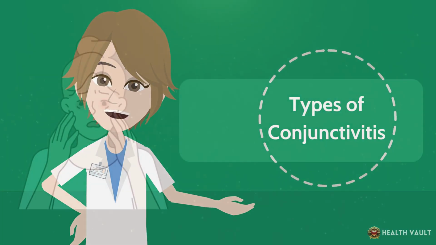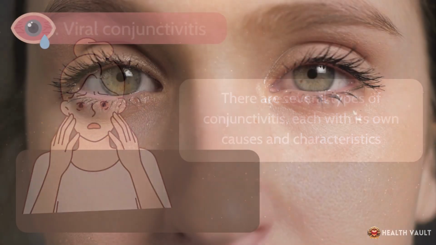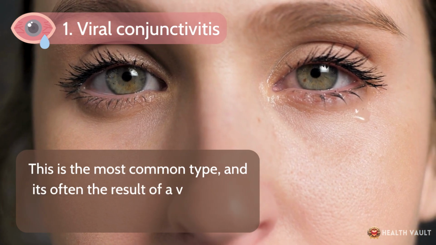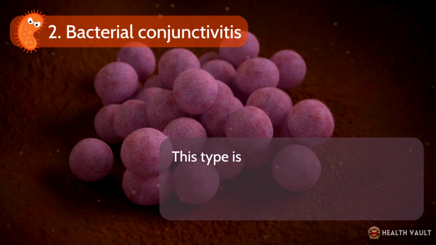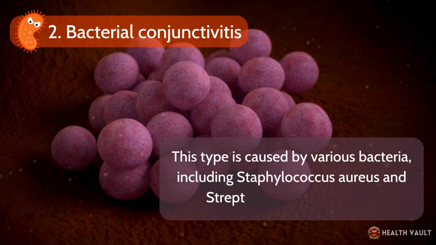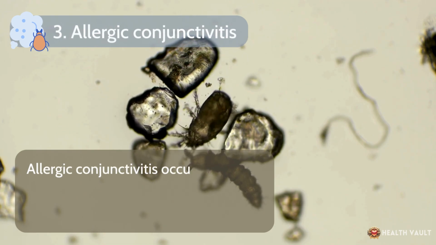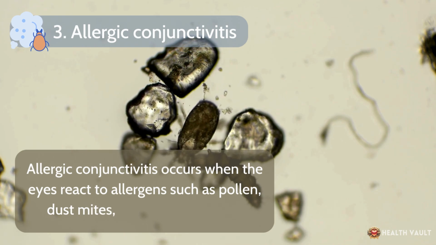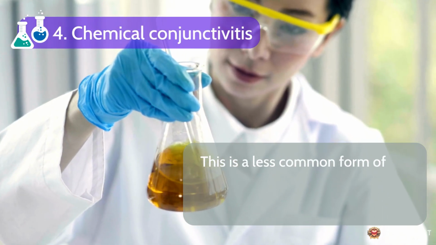Types of conjunctivitis. There are several types of conjunctivitis, each with its own causes and characteristics. Number 1. Viral conjunctivitis. This is the most common type, and it's often the result of a virus, most commonly an adenovirus. Number 2. Bacterial conjunctivitis. This type is caused by various bacteria, including Staphylococcus aureus and Streptococcus pneumoniae. Number 3. Allergic conjunctivitis. Allergic conjunctivitis occurs when the eyes react to allergens such as pollen, dust mites, pet dander, or mold.